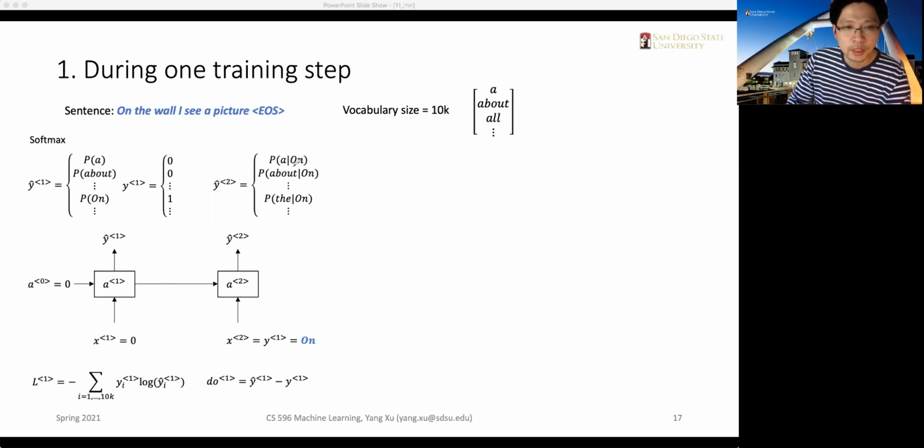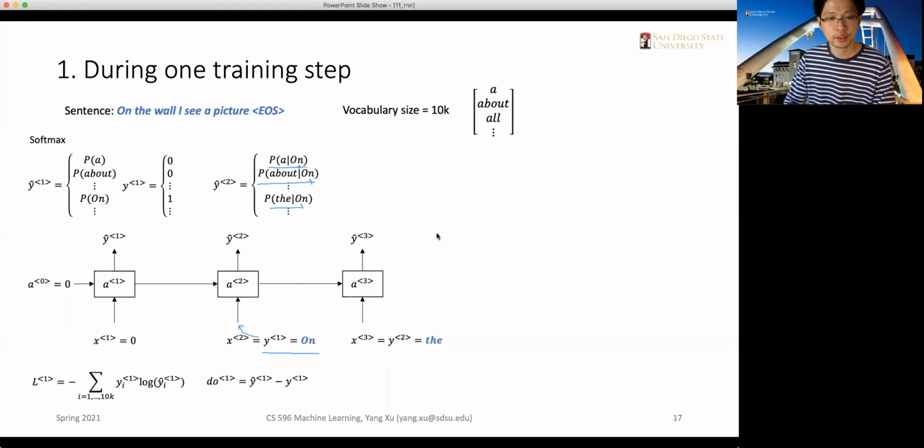Now the specialty about these probabilities is that they are conditional probabilities. Because we used the ground truth at the first time step as the input, those probabilities know that the first word is on. So the meaning of y hat 2 is actually conditional probabilities. All right, and for the next word, we use the same trick. This time the context will be the, so the input will be the, because it's the second word before the third word.